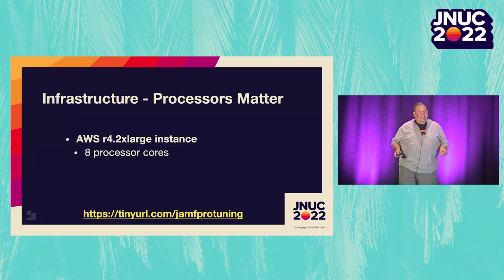So for processors, again, the more you can throw at Java, the better off you're going to be. Java is a multi-threaded language, which means it can split up work and run tasks in parallel. The more processors you can give it, the more tasks it can run simultaneously. So why does having multiple processor cores matter for a multi-threaded Java application?